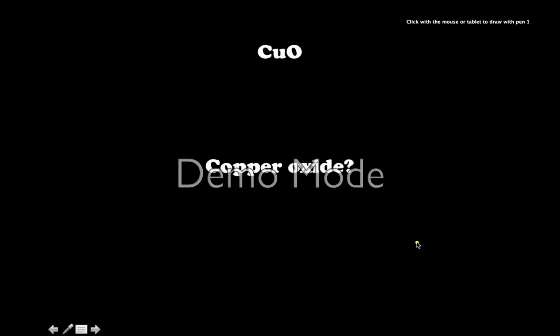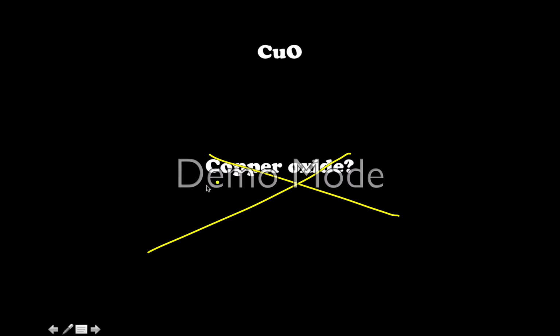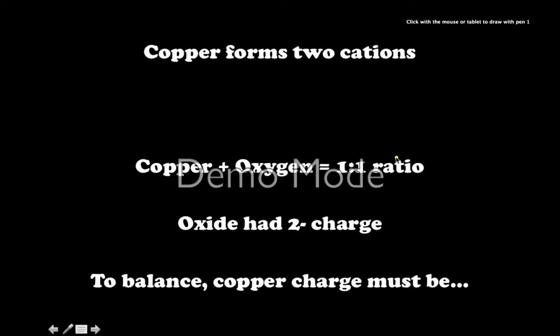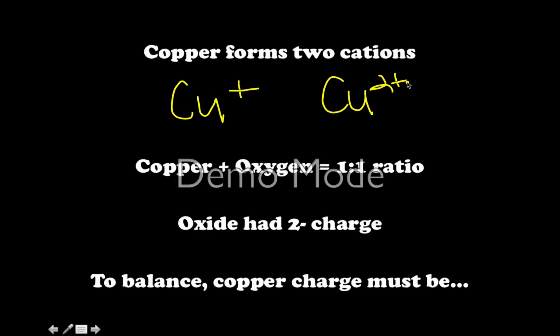But wait, this next part gets a bit trickier. Let's say we wanted to name CuO. If we use the rule above, this would be named copper oxide. However, this is not the complete name. Remember that copper usually forms two cations, copper plus and copper 2 plus, aka copper 1 and copper 2.